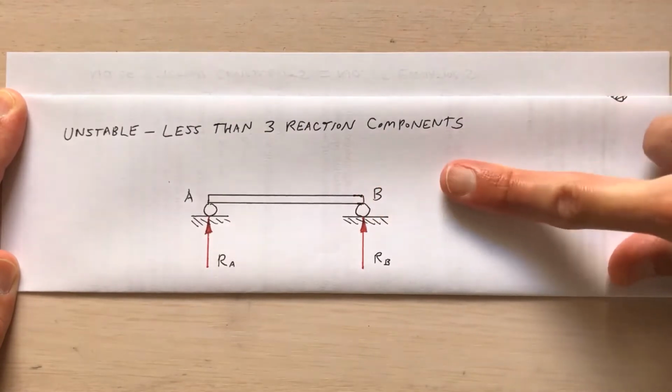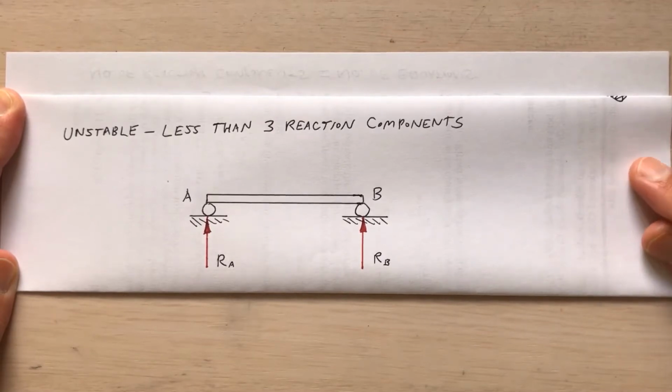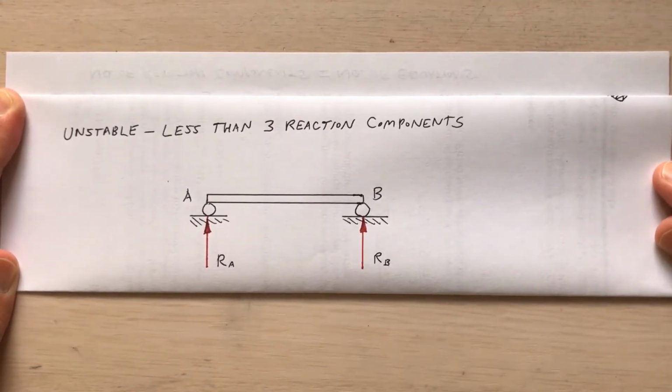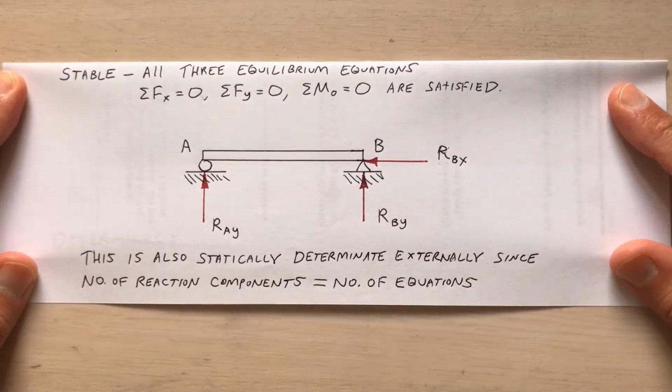If I push this horizontally, nothing is restraining it. So we would say this is an unstable structure. It's got less than 3 reaction components. It's got nothing holding it in the horizontal direction. So this would be a stable structure.